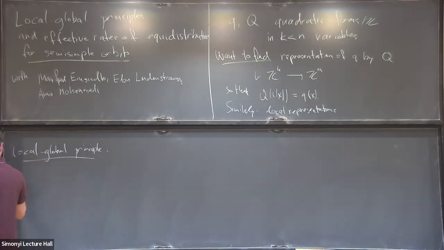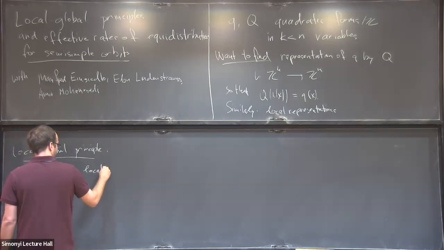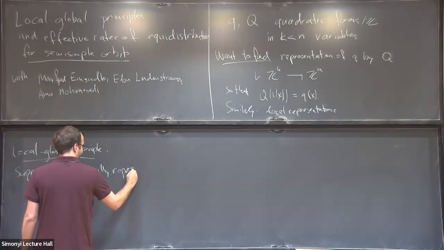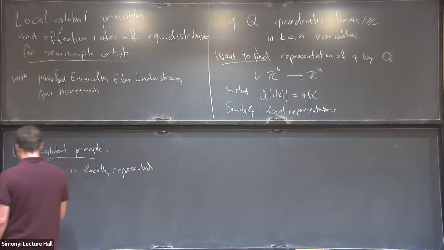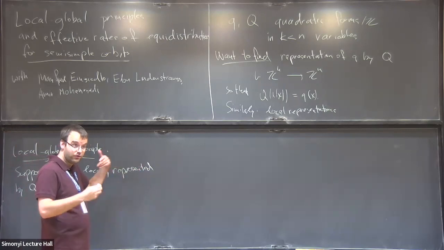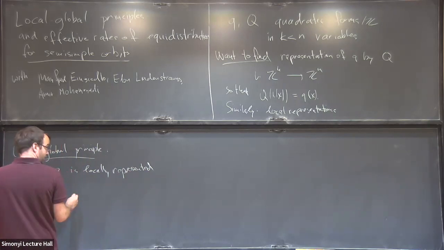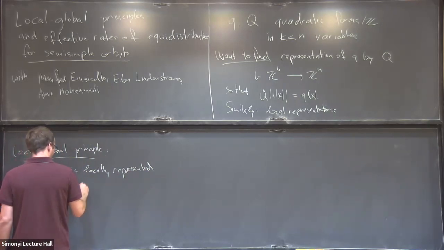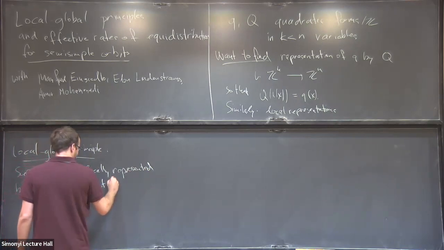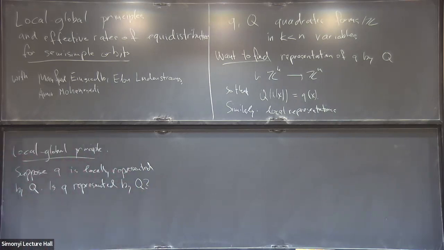It just asks: suppose little q is locally represented by big Q, meaning it's representable over Z_p for every p and over R. Is q represented by Q over Z? Of course, as phrased, it's still very vague, and it's not exactly true.